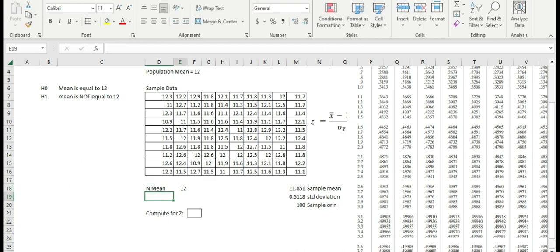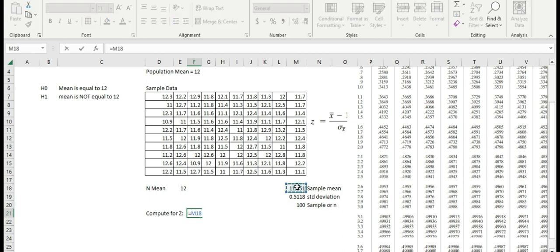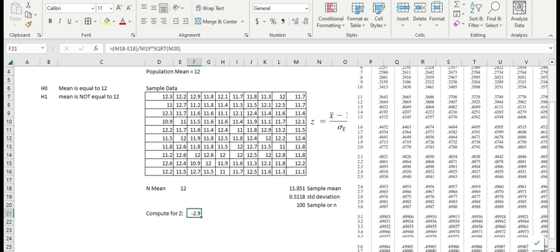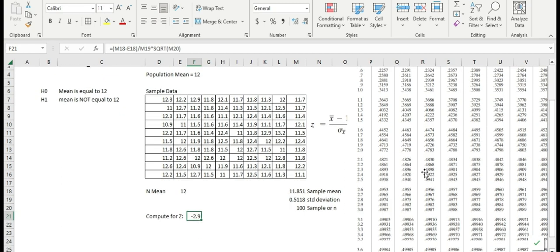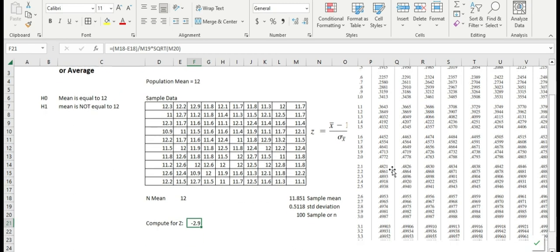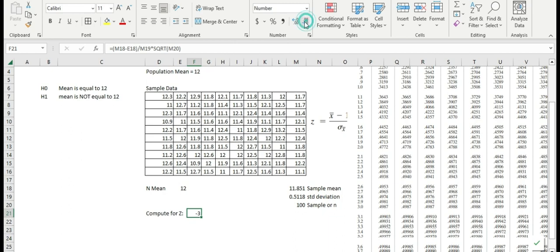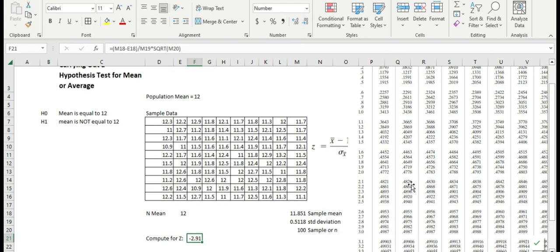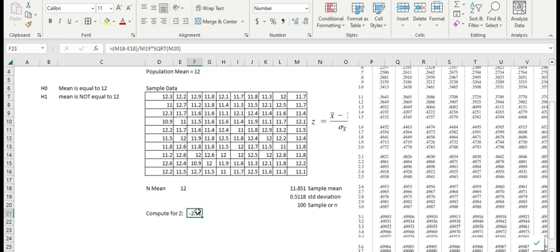Big N is for the population, so this one is less than this one. And then over the standard deviation times the square root of 100. So it's negative 2.9. Regardless of negativity, it is still recognized in the z table as 2.9. I'm going to make this 2.91. So this is the z value, 2.91.